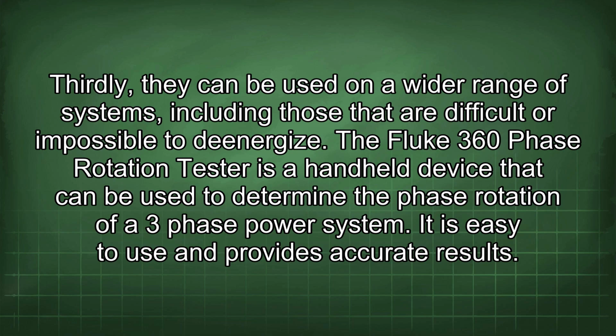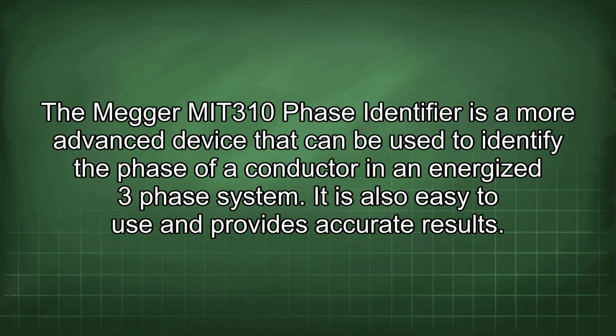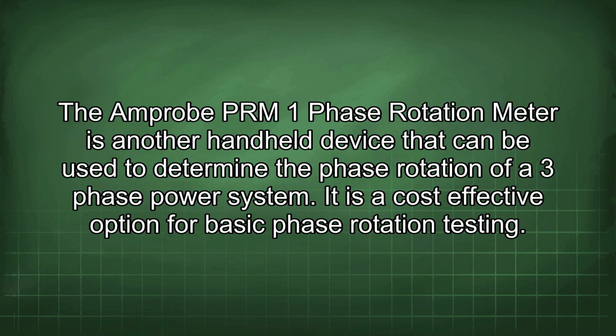The Fluke 360 phase rotation tester is a handheld device that can be used to determine the phase rotation of a three-phase power system. It is easy to use and provides accurate results. The Mega Mighty 310 phase identifier is a more advanced device that can be used to identify the phase of a conductor in an energized three-phase system. It is also easy to use and provides accurate results. The Amprop PRM1 phase rotation meter is another handheld device that can be used to determine the phase rotation of a three-phase power system. It is a cost-effective option for basic phase rotation testing.